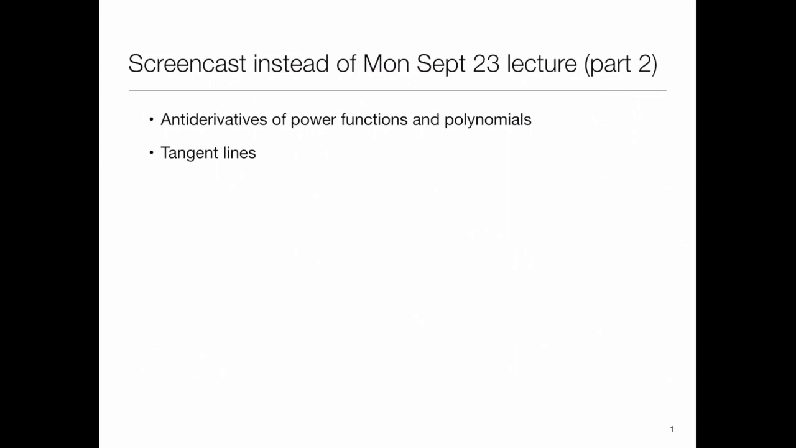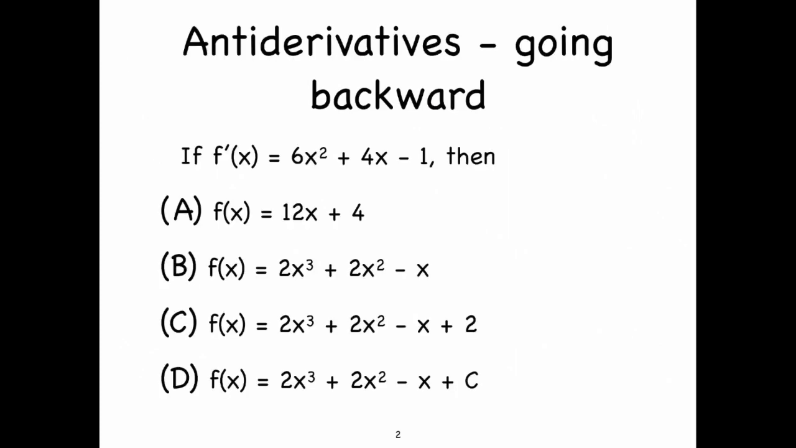The motivation here is so that we can start thinking about sketching a function f of x if we're given its derivative f prime of x, and that's a graphical version of taking an antiderivative. And I'm also going to talk about tangent lines. So antiderivatives, which are effectively going backwards through the derivative process.